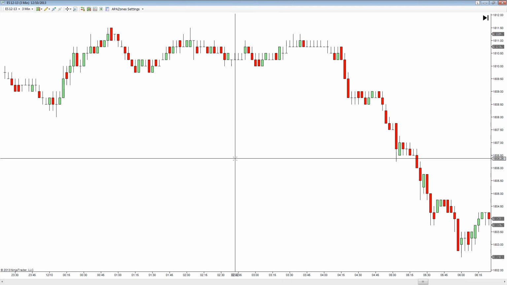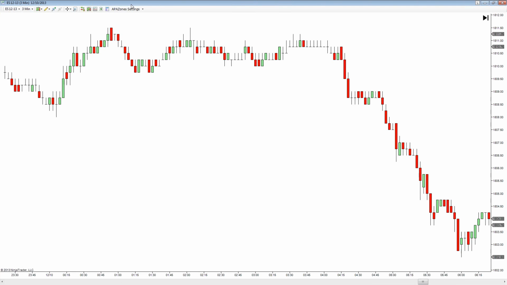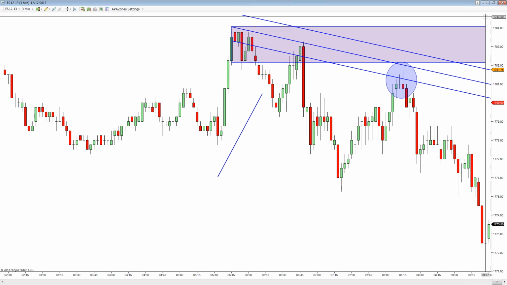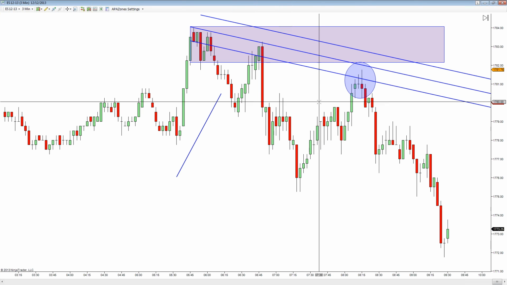So that's how trend lines help me, and I hope that this has been helpful. I'm going to get into the new updates in the APA Zones 4 release that I hope to be coming out with this next week.